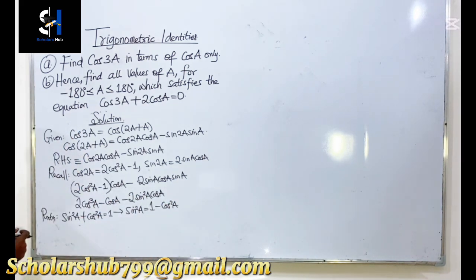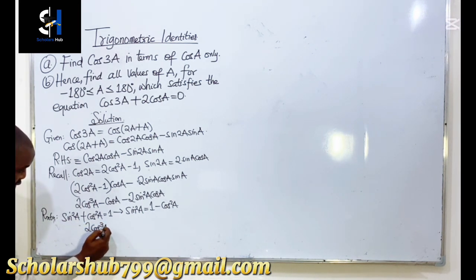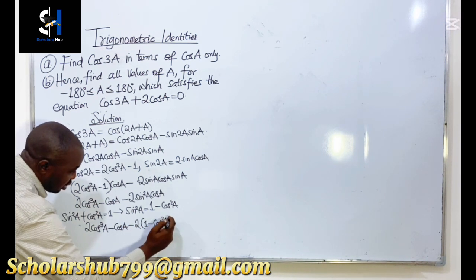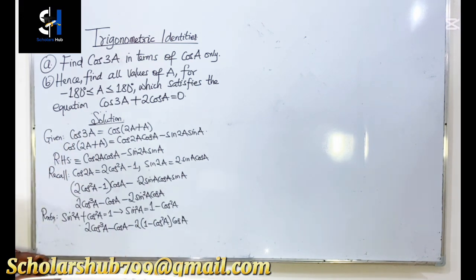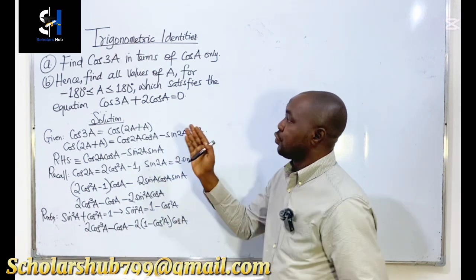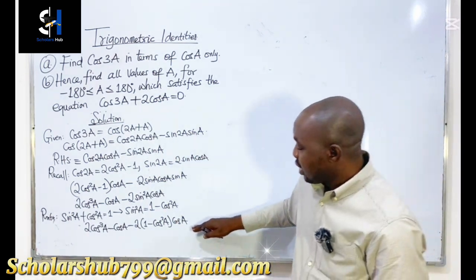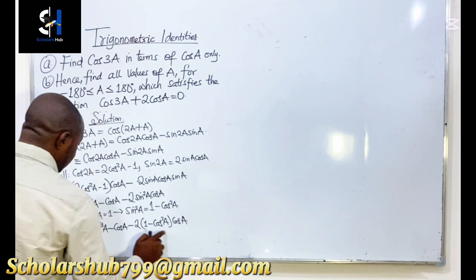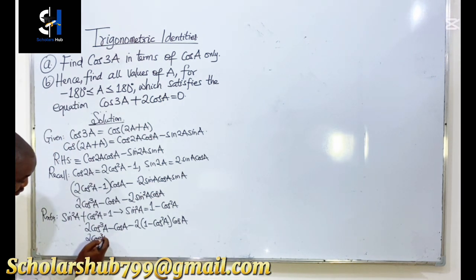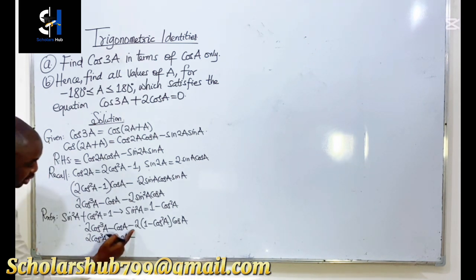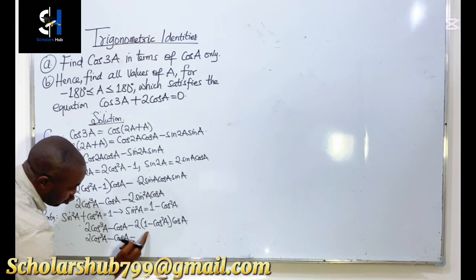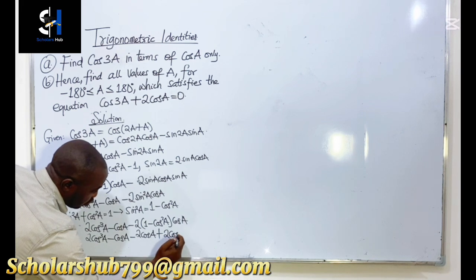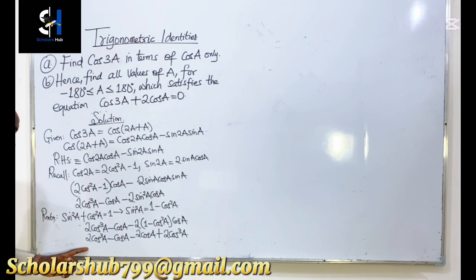So we're going to put that here. We then have cos cubed A minus cos A minus 2 into 1 minus cos squared A multiplied by cos A. Remember, our goal is to write cos 3A in terms of cos A. So everything must be cos A. So in this case, we have 2 cos cubed A minus cos A. Now, using negative 2 cos A to remove this parenthesis, we are going to have negative 2 cos A, then positive 2 cos cubed A. Now here we can combine like terms.